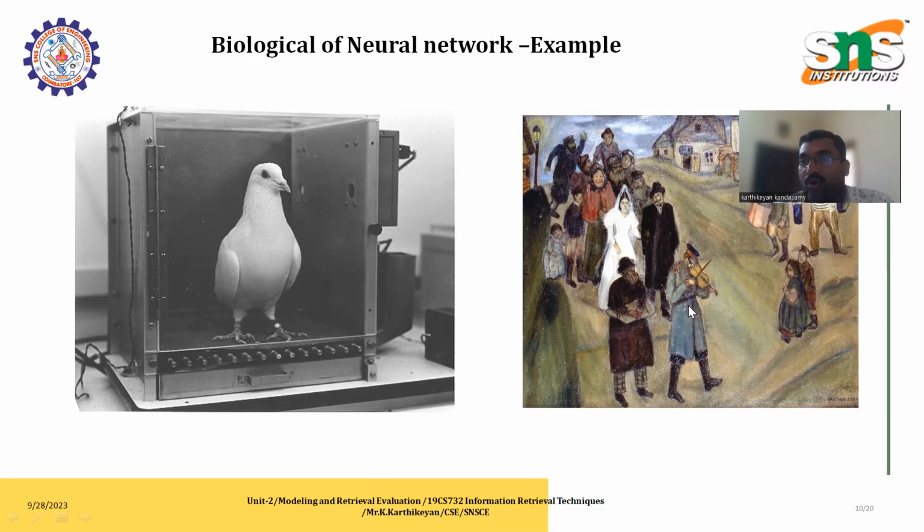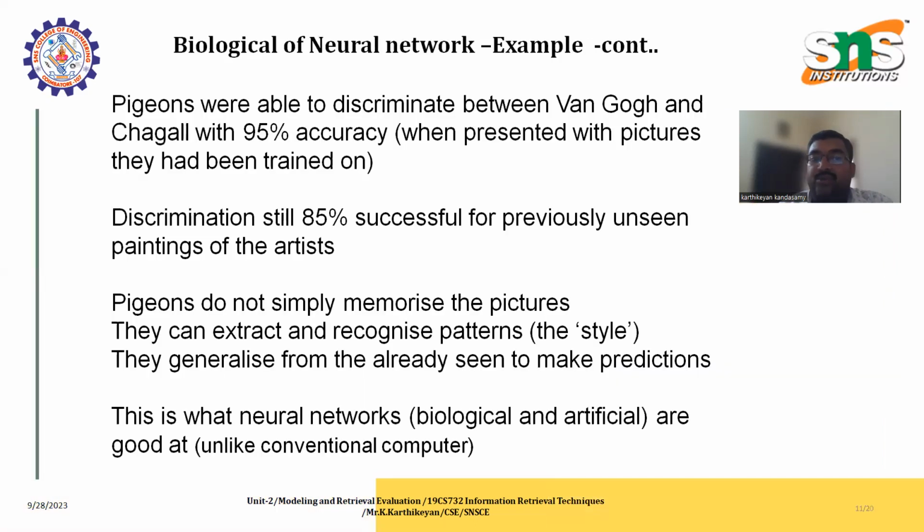So if you want clarity, you can train on some data through the neural network model and easily find out the answer. So pigeons do not simply memorize a picture, they can extract and recognize the pattern. So they generalize from the already seen to make predictions. Neural networks, biological or artificial, are good at work that conventional computers are not.